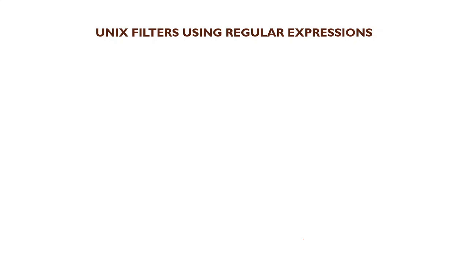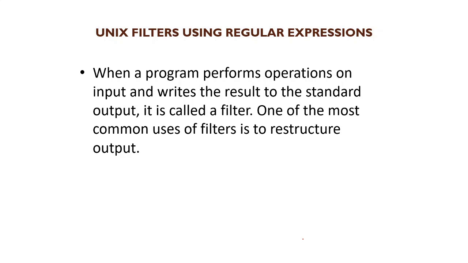So the Unix filter command will help you to search for a particular pattern from a given input or from a file. That pattern can be anything like numbers, a character, a string, a word, and so on. When a program performs operations on input and writes the result to the standard output, it is called a filter. One of the most common uses of a filter is to restructure output. And the filter we are going to see is the grep command.